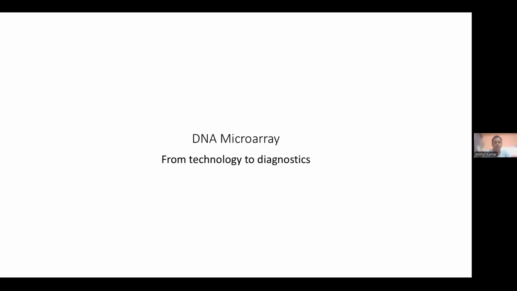Today I am going to discuss the topic called DNA microarray. DNA microarray is a new technology which came into existence in the 1990s. Before proceeding to the lecture, I would like to address some of the key issues about this technology, which has become an important tool in diagnostics also.